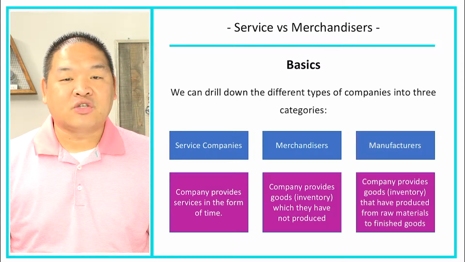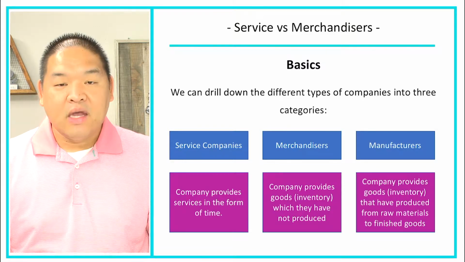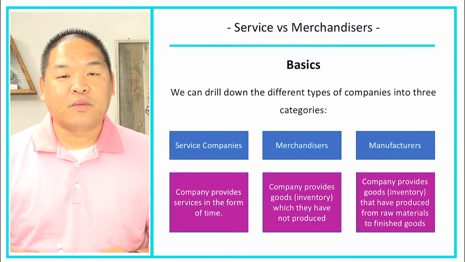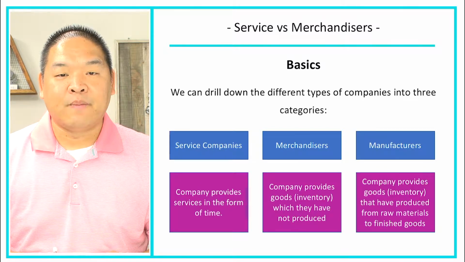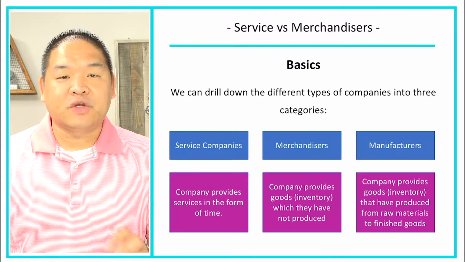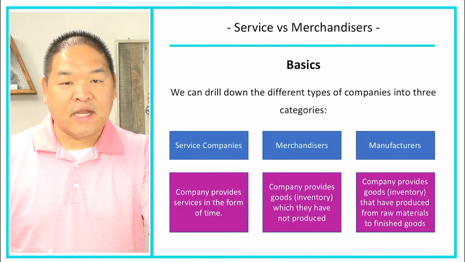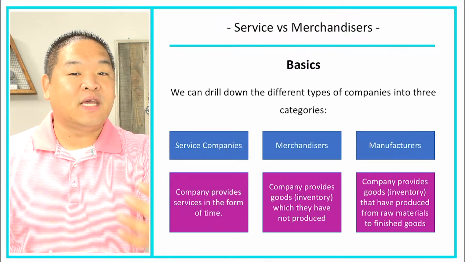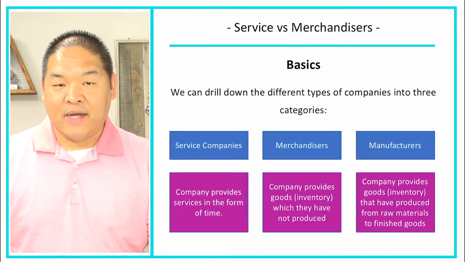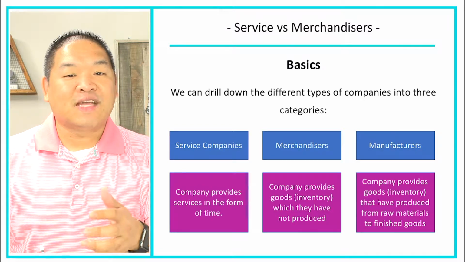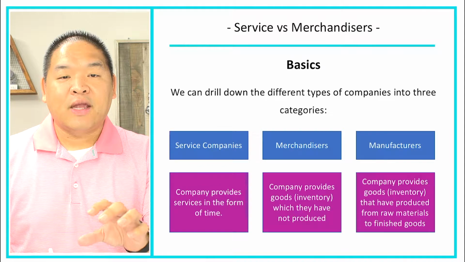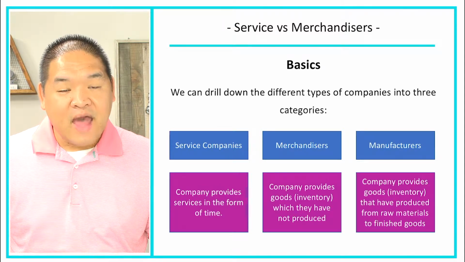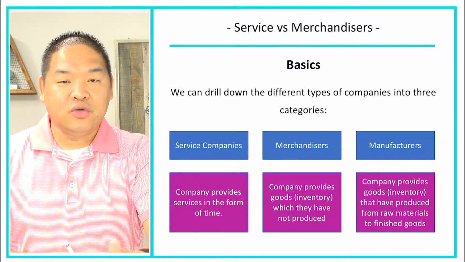And then we also have manufacturers. So manufacturers are those companies that provide goods or inventory that have been produced from raw materials into finished goods. So let me give you an example of each one of these. Service companies would be like Southwest Airlines. What is their main purpose? Their main purpose is to provide you a service, transportation service, from one point to another. If we look at a merchandiser like Target, what does Target do? Target buys inventory or goods from manufacturers and then puts it in their store for you to buy.